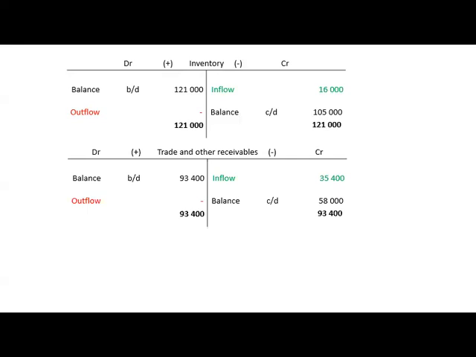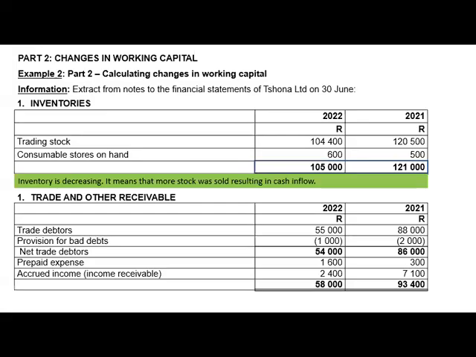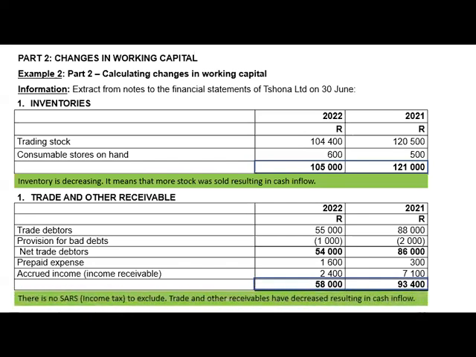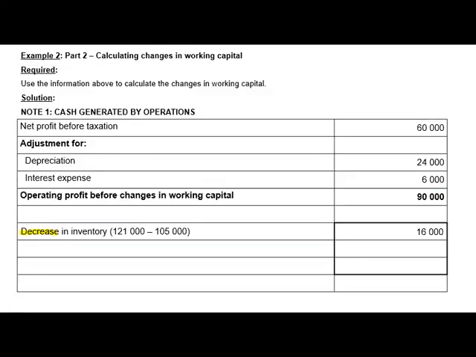Let's move to trade and other payables. For trade and other payables, let me just revisit trade and other receivables. So obviously here you will notice that it's a decrease, and a decrease in trade and other receivables will be an inflow. It results in a cash inflow, okay?